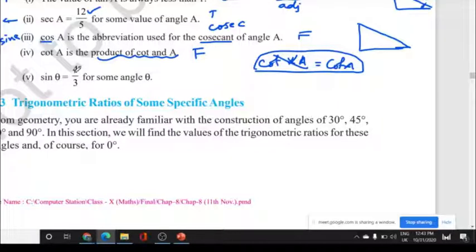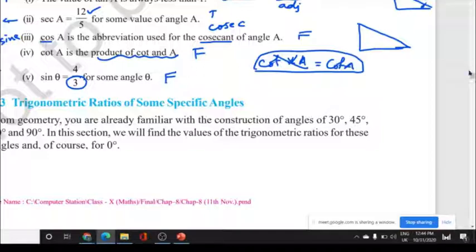What about the last one? Sin theta is equal to 4 by 3. Sin theta is opposite side by hypotenuse. Which one should be the biggest? The hypotenuse. Whether you take sine or cos, the denominator has to be bigger. Here the denominator is smaller. So is this possible? No. This is false, because for sine and cos, the denominator has to be the hypotenuse. The hypotenuse is the longest side. Other sides cannot be more than the hypotenuse. So 4 by 3 is not possible. If it is 3 by 4, we can say yes.